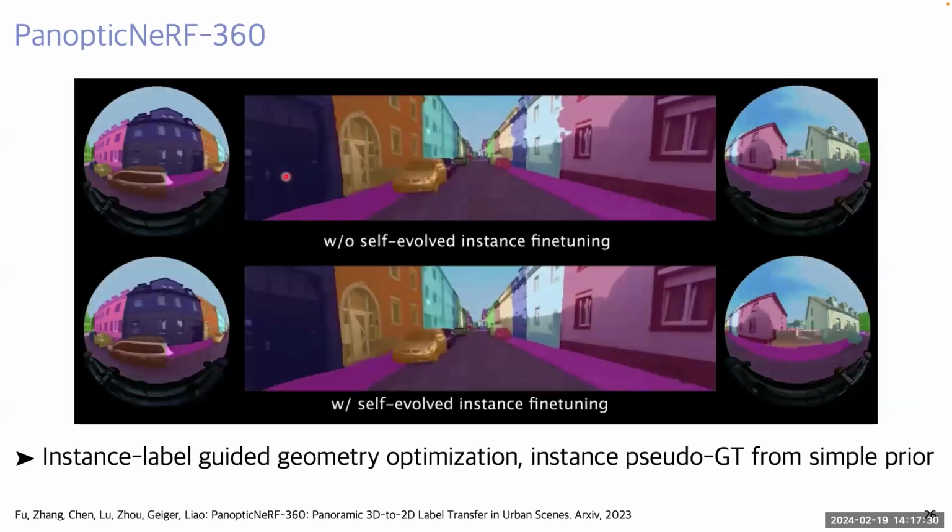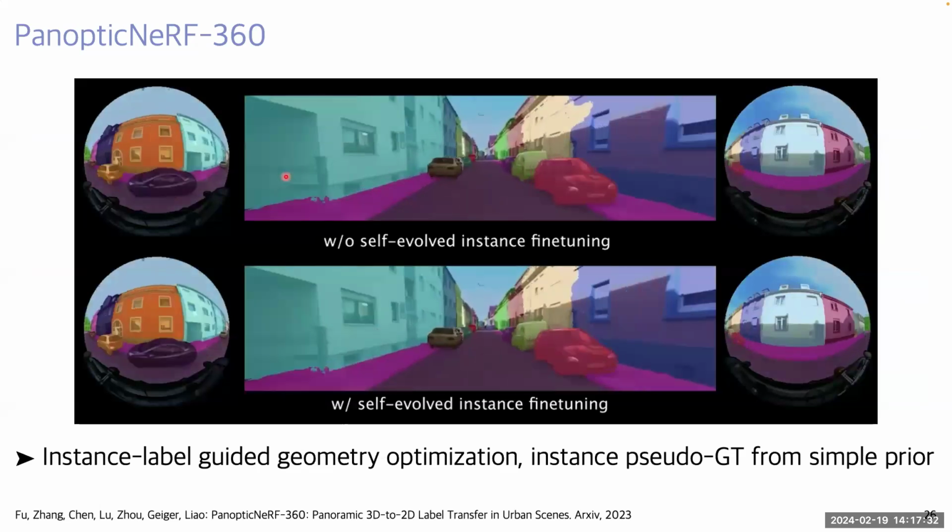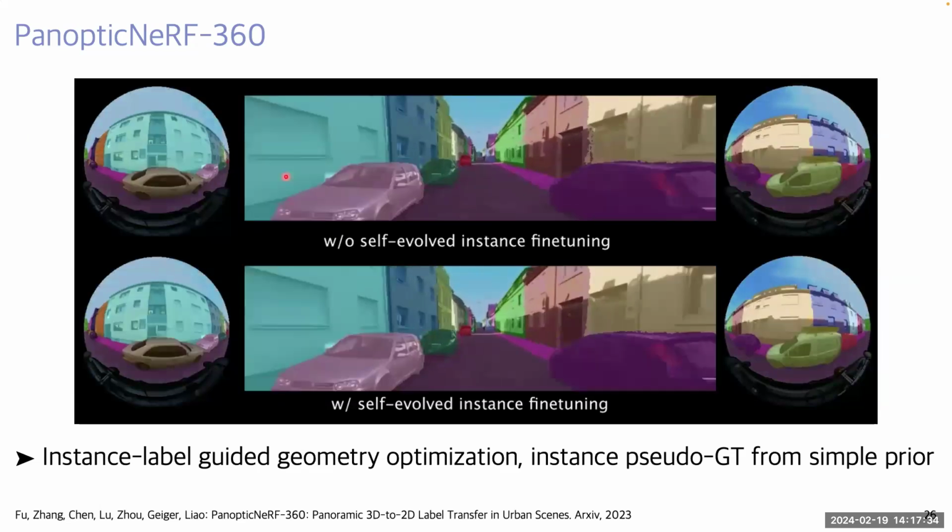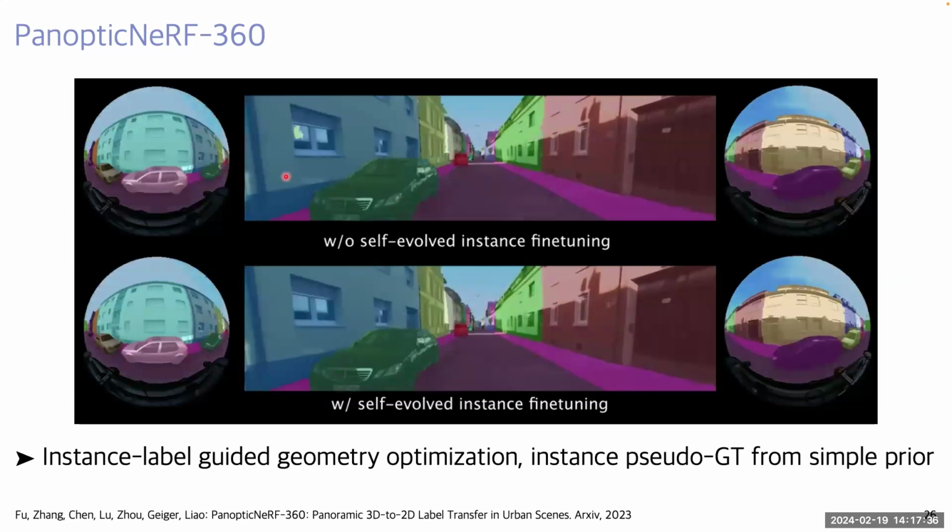And this is the comparison for our instance building refinement. So we can see that without the instance guided geometry optimization, the boundary between two buildings may not be really good. But with this simple prior, it actually leads to quite sharp instance boundaries.